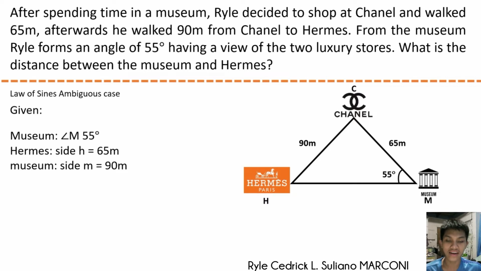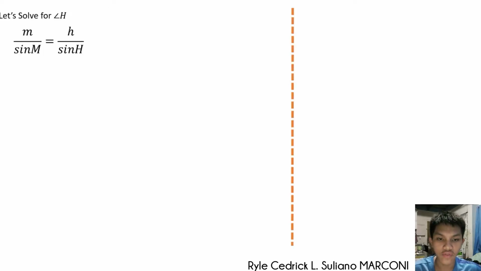We have our given angle M equal to 55 degrees, side H equal to 65 meters, and side M equal to 90 meters. Now plotting these values to our triangle will result in this, and this is a side-side-angle, which is an ambiguous case for law of sines. The first step to find the distance of H and M will be finding the value of our angle H. To solve for angle H, we'll be using this formula.